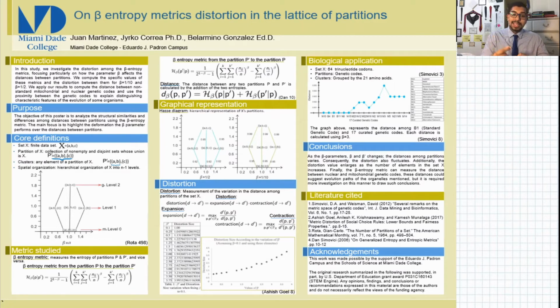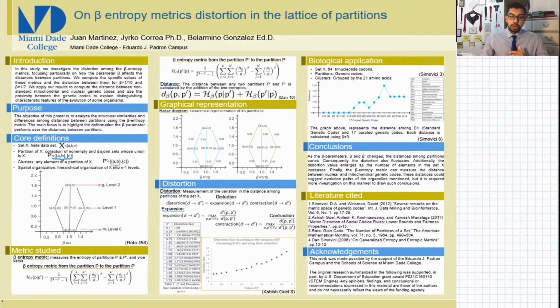The first one being set X is a data set. In this case, we have that set X is equal to A, B, and C, meaning 3 elements. A partition of X is a collection of non-empty and disjoint sets whose union is X. In this case, we have P prime. And then we have the concept of clusters, any element of the partition of X. In this case, we have highlighted over here a cluster being A, B.